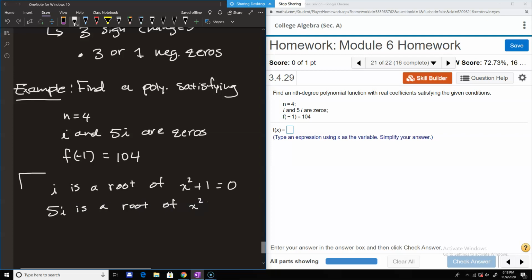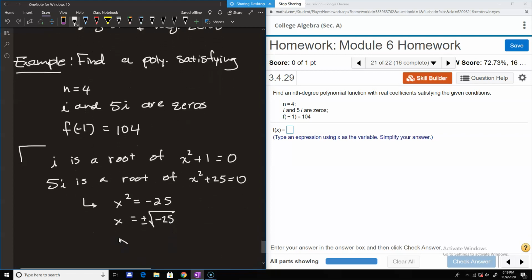So 5i is a root of x squared. Oh, no. Wouldn't it be 25? Because you have to take the square root of it. Yeah, so x squared plus 25 equals 0. Right? If you would solve x squared equals minus 25. So x is plus or minus the square root of minus 25, which is x is plus or minus 5 times the square root of minus 1, which is plus or minus 5i.